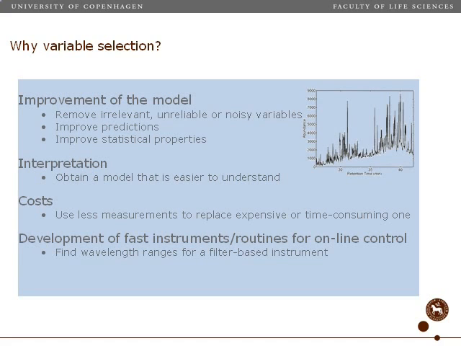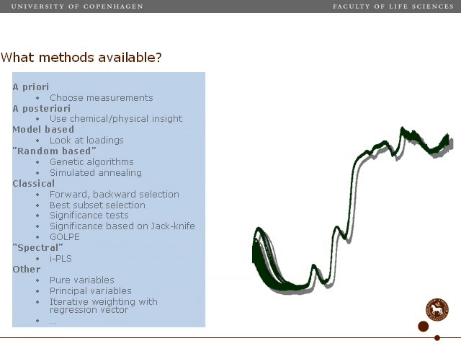Another example of how to use variable selection is that you may want to build a calibration model based on high resolution spectral data, for example. But in the end your model is going to be applied on a simpler instrument, maybe a filter-based instrument, so you want to find out which part of the high resolution spectrum you are going to use in the final filter-based model. And that's useful for building, for example, online instruments with simpler instruments than the lab instruments.